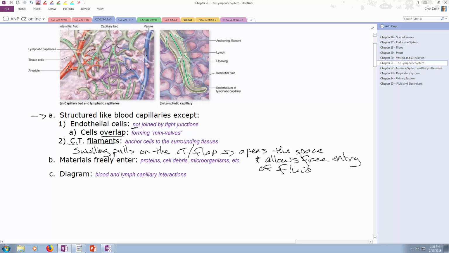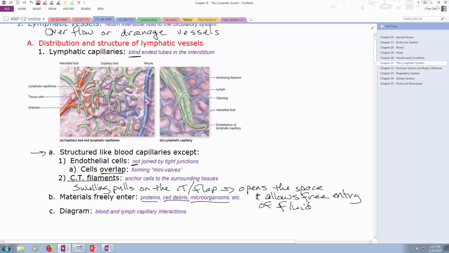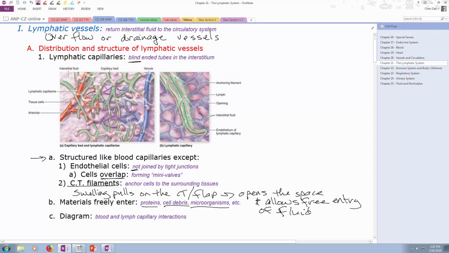As our notes state here, the materials freely enter, so fluid, and if we have an infection in that area, we'll have cell debris, microorganisms, proteins, all kinds of stuff will then be able to enter. And that's what this picture is designed to show you: the overlapping nature of these vessels, their endothelium, and how when you have CT attached and you have swelling, you're going to pull on that CT, open that flap, and allow the stuff to enter.